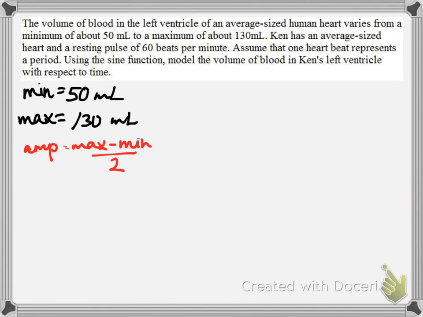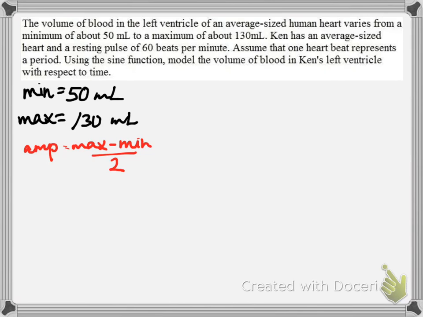Now we're going to move on to the next question. The volume of blood in the left ventricle of an average size human heart varies from a minimum of about 50 milliliters to a maximum of about 130 milliliters. Ken has an average sized heart and a resting pulse of 60 beats per minute. Assume that one heartbeat represents a period. Using the sine function, model the volume of the blood in Ken's left ventricle with respect to time.